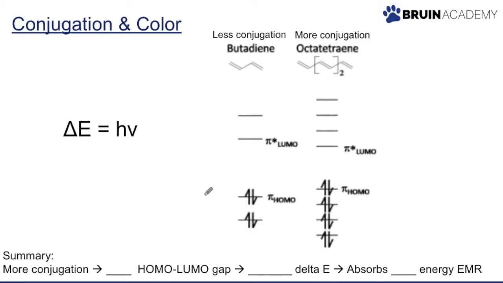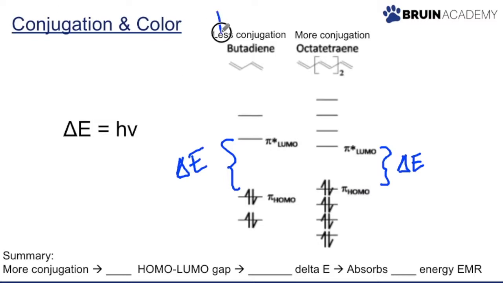So I'm going to direct you to this diagram here where we have butadiene and octatetraene. And this molecule has much more conjugation, as you can tell by the more overlapping p orbitals here, as opposed to this one, which has less conjugation. So as I mentioned before, the HOMO-LUMO gap in a less conjugated or non-conjugated molecule is a lot bigger than the HOMO-LUMO gap for a molecule that is conjugated.